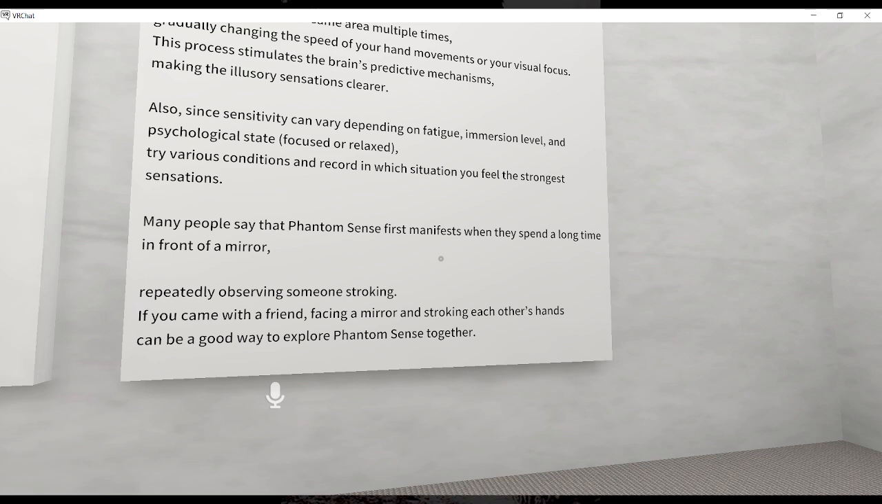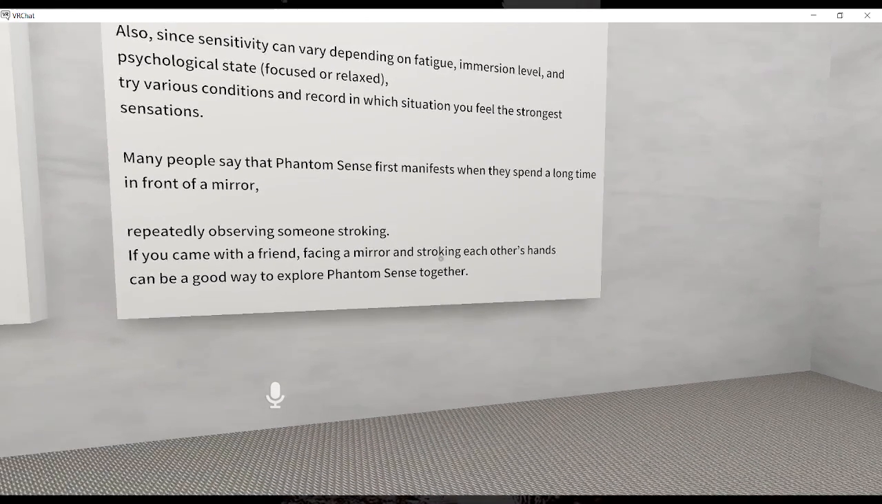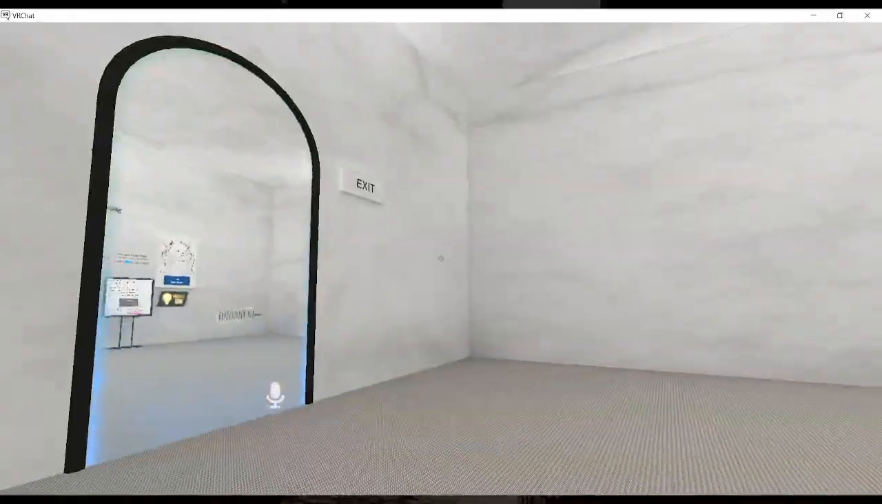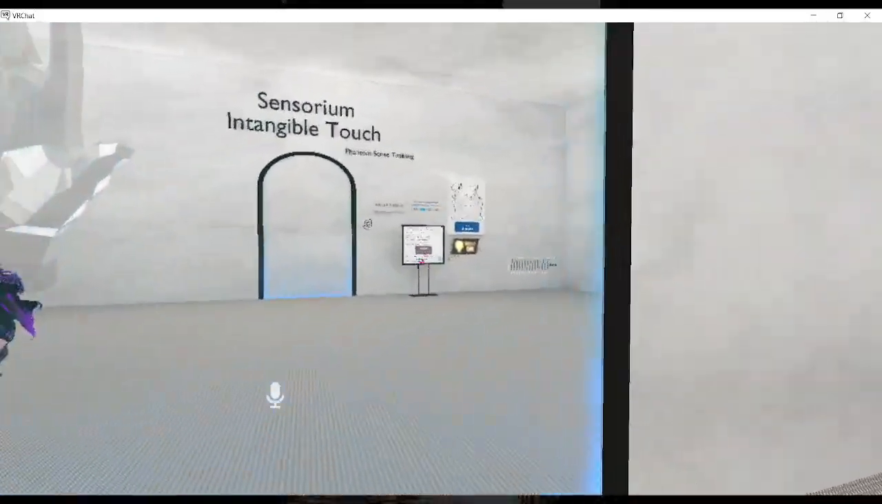Many people say that phantom sense first manifests when they spend a long time in front of a mirror, repeatedly observing someone petting their head or stroking. If you come with a friend, facing a mirror and petting each other's hands can be a good way to experience phantom sense together.